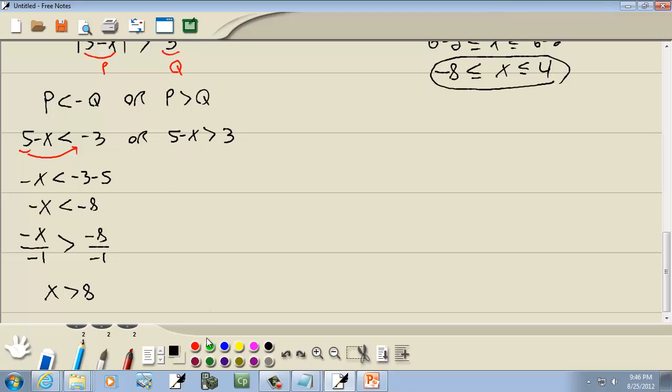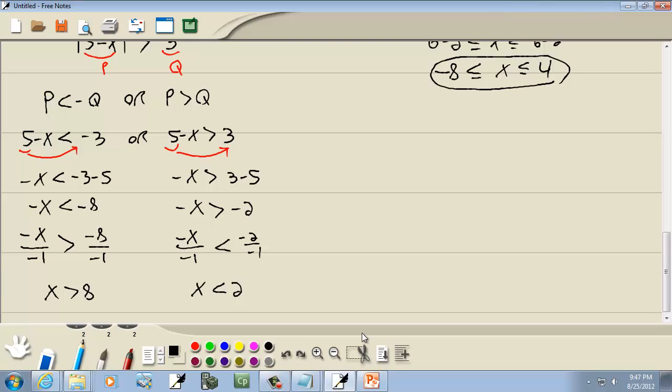Now let's solve this one. Take 5 over. So we got negative x is greater than 3 minus 5. Negative x is greater than negative 2. Divide both sides by negative 1. Flip our inequality symbol. And we got x is less than 2.